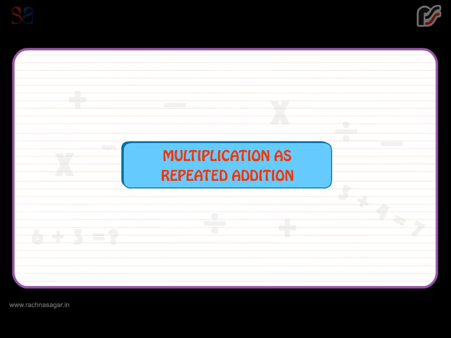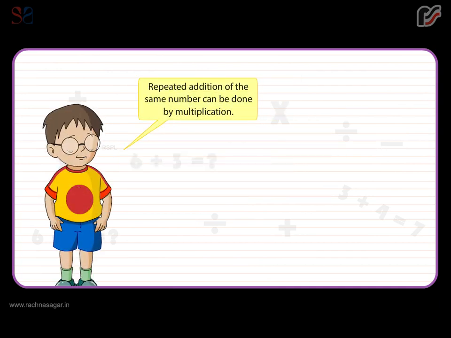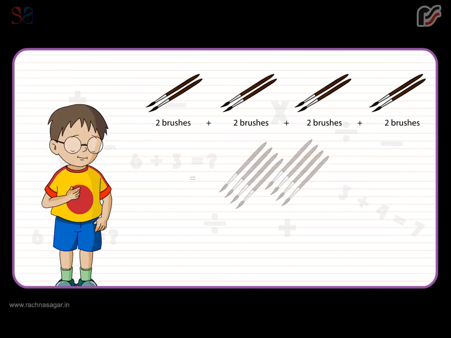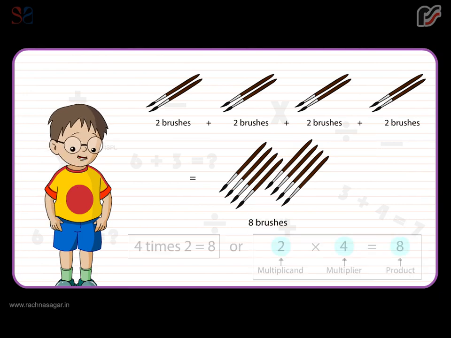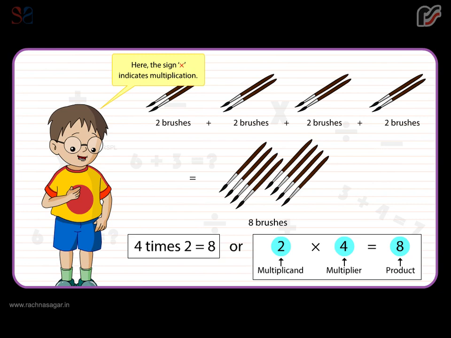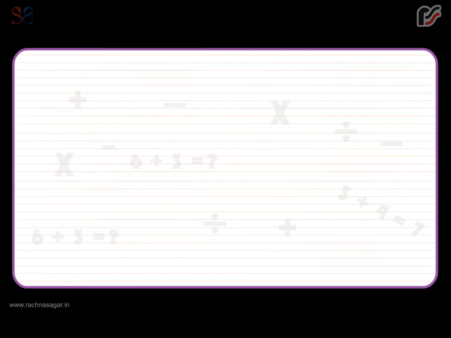Multiplication as repeated addition. Repeated addition of the same number can be done by multiplication. For example, 2 brushes plus 2 brushes plus 2 brushes plus 2 brushes is equal to 8 brushes. It can be written as 4 times 2 is equal to 8, or 4 into 2 is equal to 8. Here, the sign X indicates multiplication. 2 is the multiplicand, 4 is the multiplier, and 8 is the product.